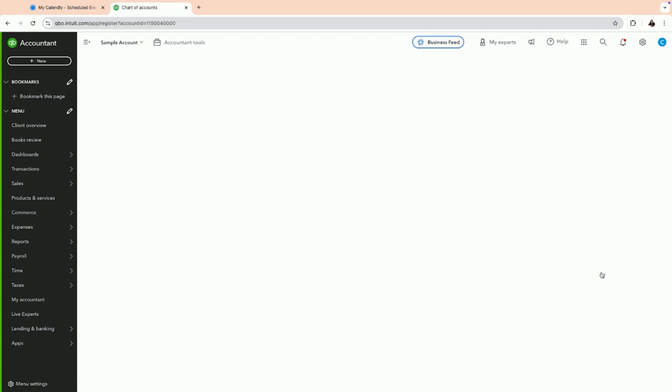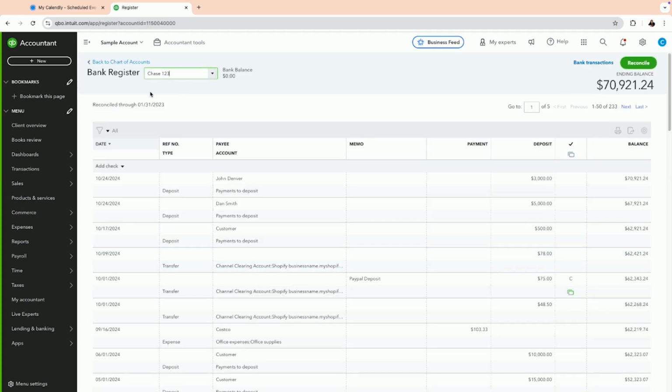Let me take a look at this one. View register. You want to verify if there is any transaction that has not been reconciled after the date that is reconciled here. So this date should have been December 31, 2023, let's suppose, or 2024 in this case, because we're in 2024 now.